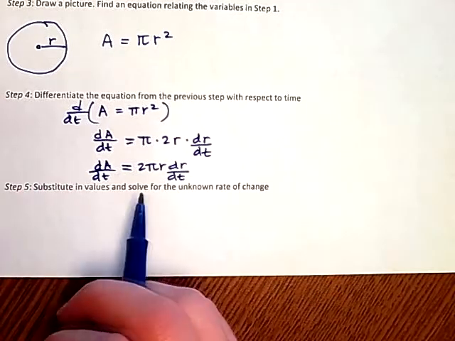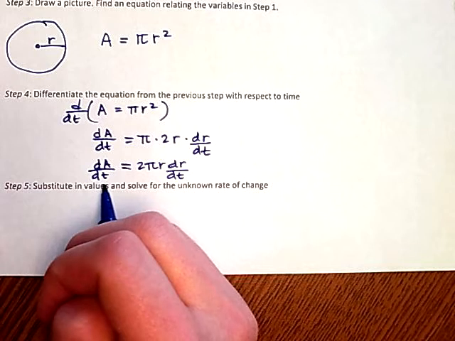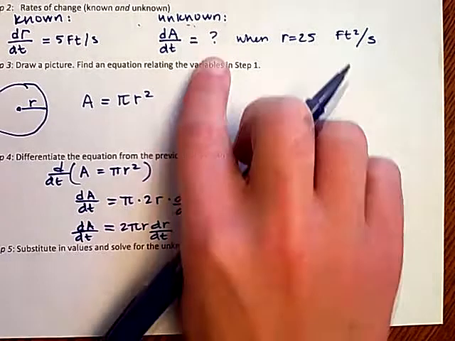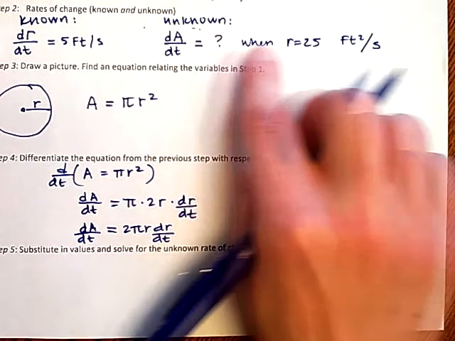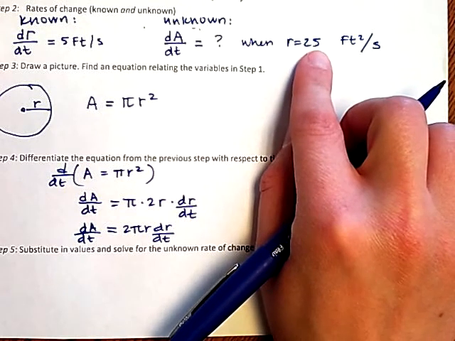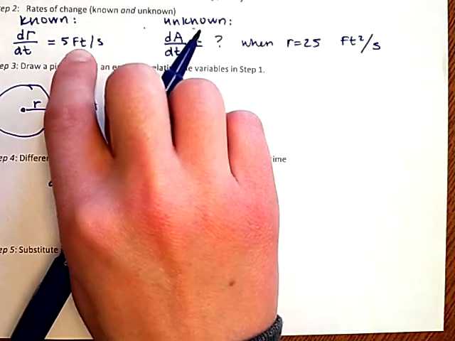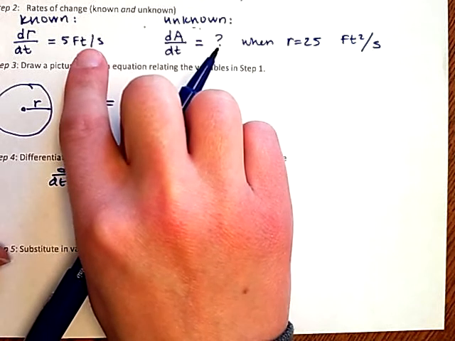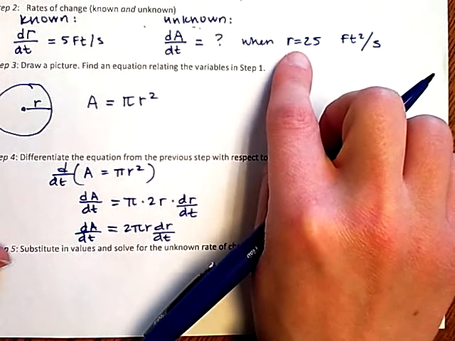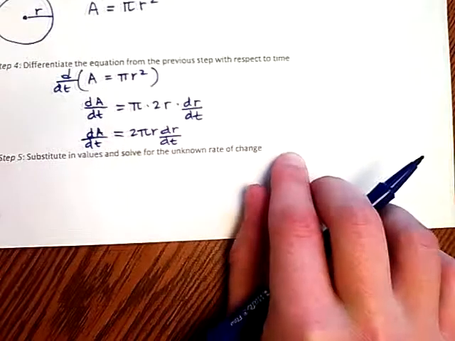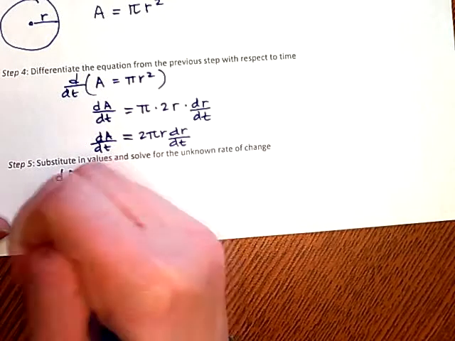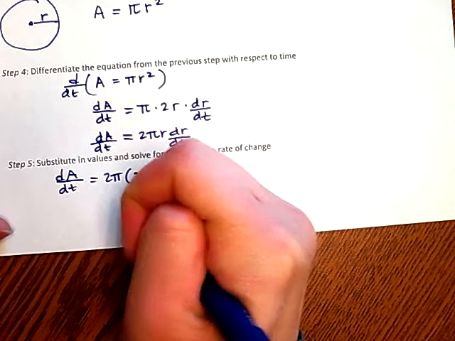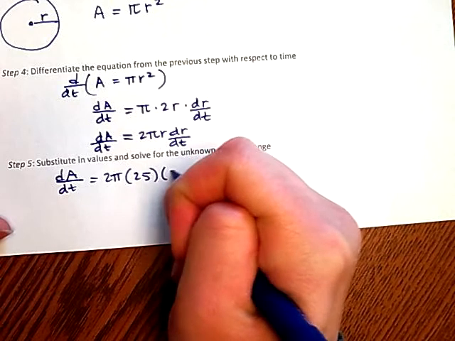So I know that I'm trying to find dA/dt, right? If we go back to step 2, that's my unknown. But I do know that I'm interested in it when r equals 25. And I also know that the rate of change of the radius is 5 feet per second. So I can plug in 5 for dr/dt and 25 for r into my derivative equation. And then I should be able to just get a value for dA/dt.